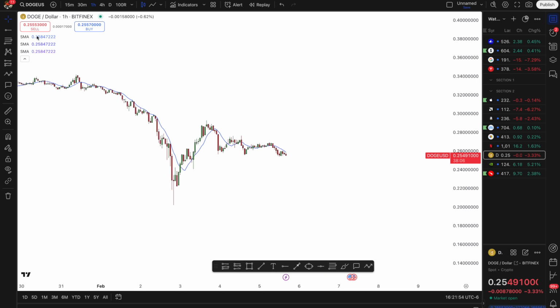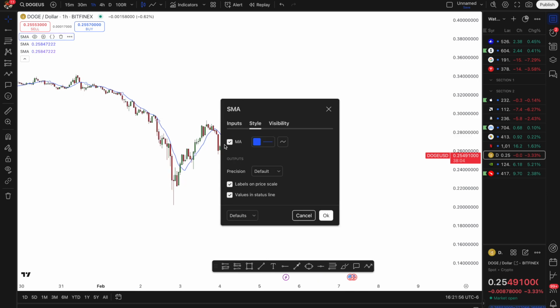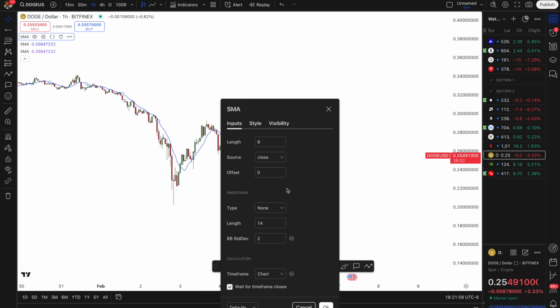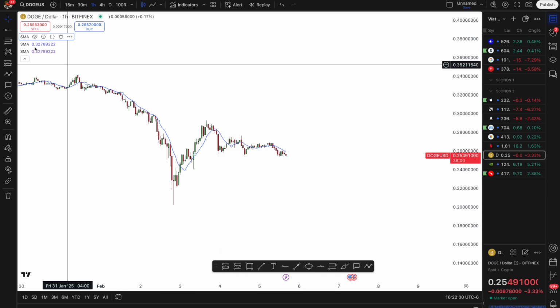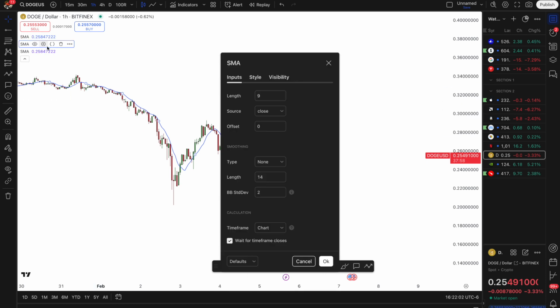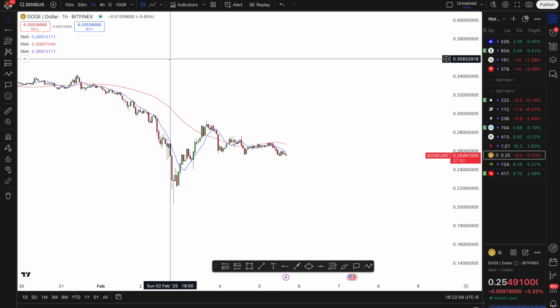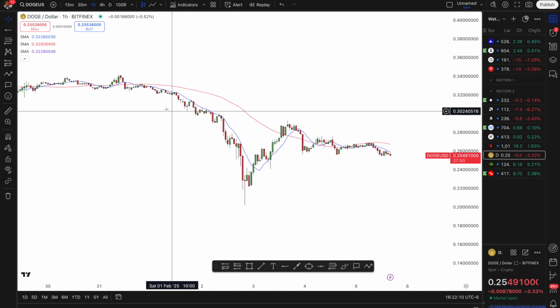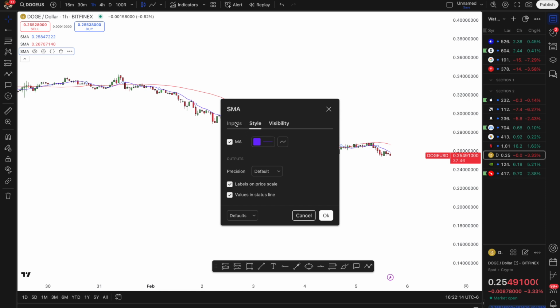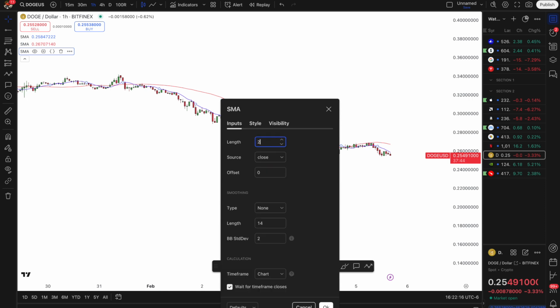And then you're going to want to go to your settings for these moving averages. The first one you're going to want to keep at 9 for the length. The second one you want to change to 50 for the length. And you also want to change your colors just so you can differentiate the moving averages. And for the third one, I use the 200 moving average.